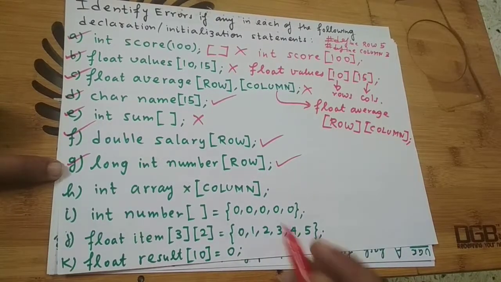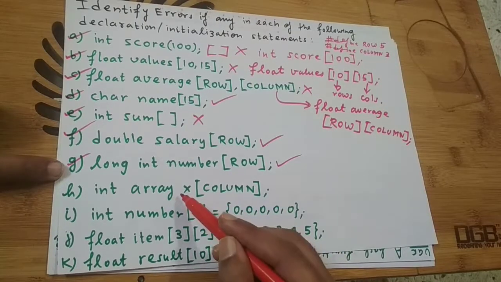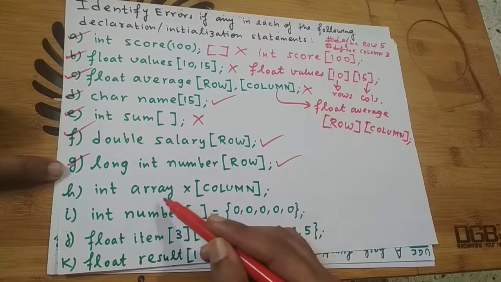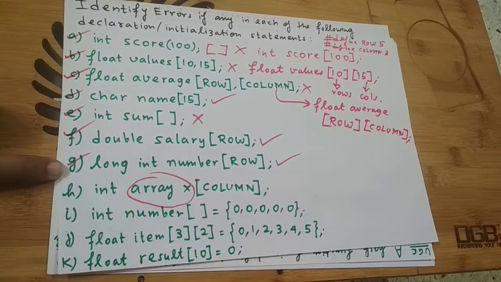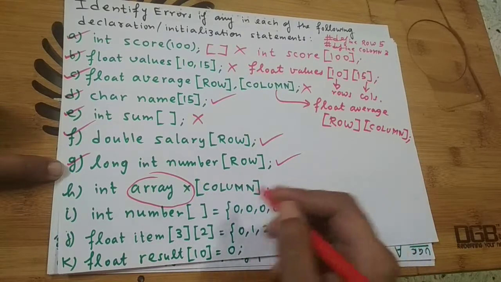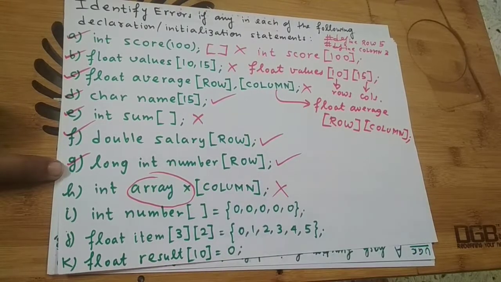Number H, look at this, int array. Now there is a space and then there is X. So this identifier array X is incorrect. Since the identifier is incorrect, the entire declaration will also be incorrect. So this is syntactically incorrect.